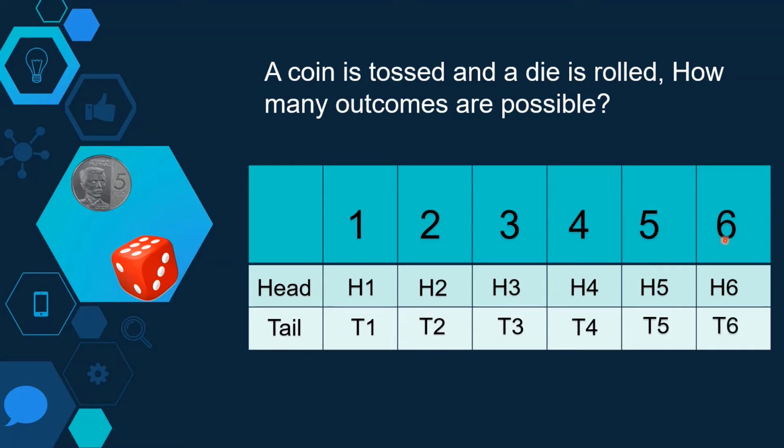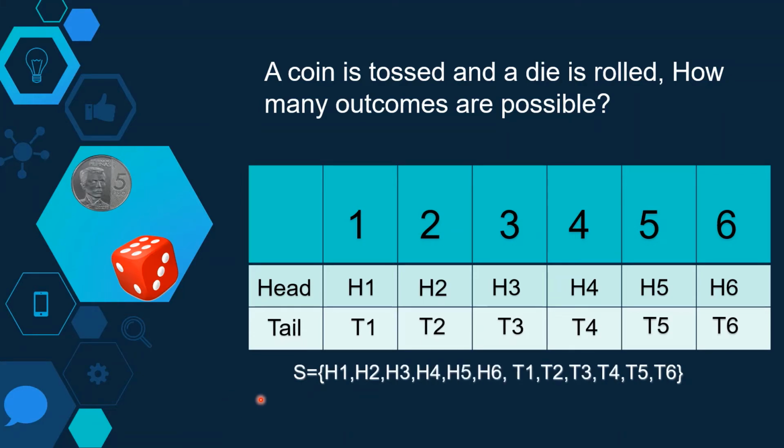So we can also list down all the possible outcomes. So we have here H1, H2, H3, H4, H5, H6, T1, T2, T3, T4, T5, and T6. And how many possible outcomes are there? Correct. So there are 12 possible outcomes.